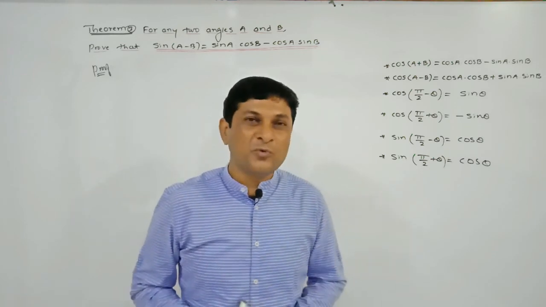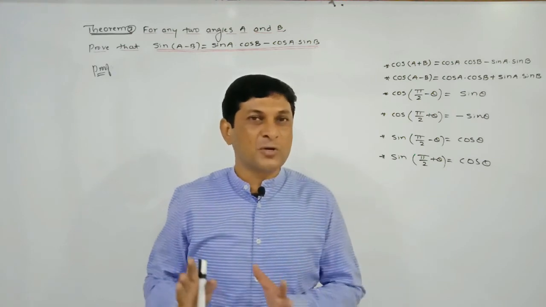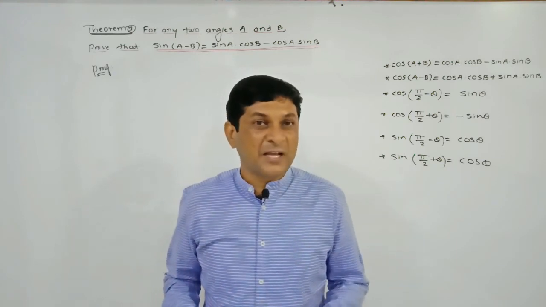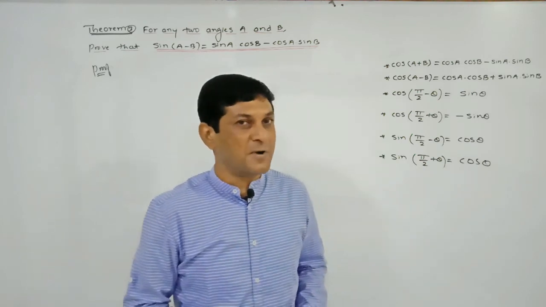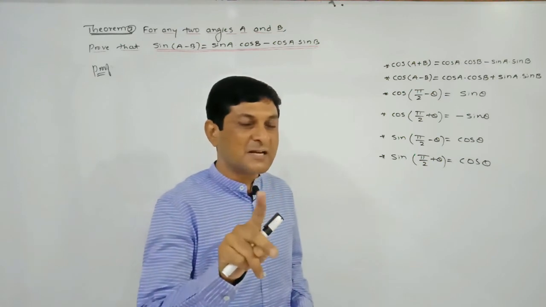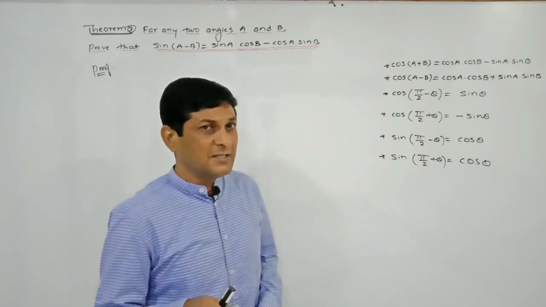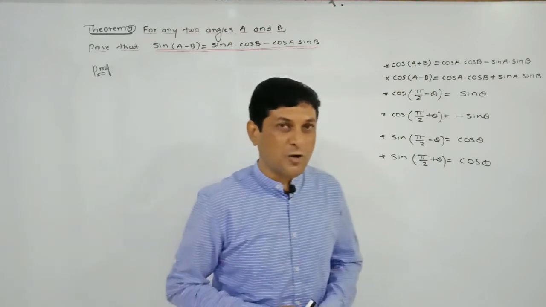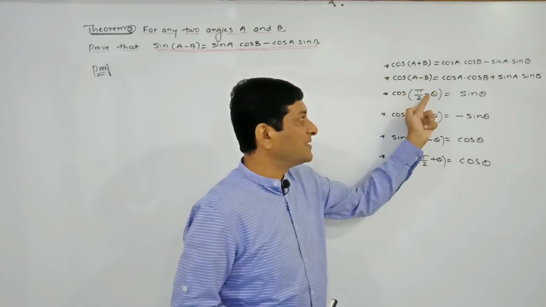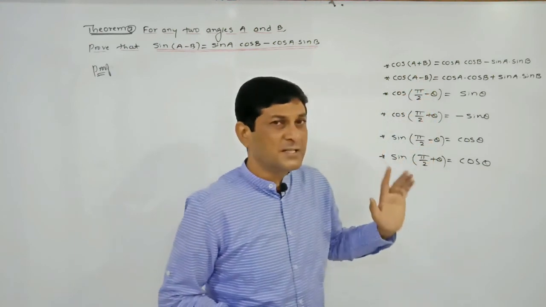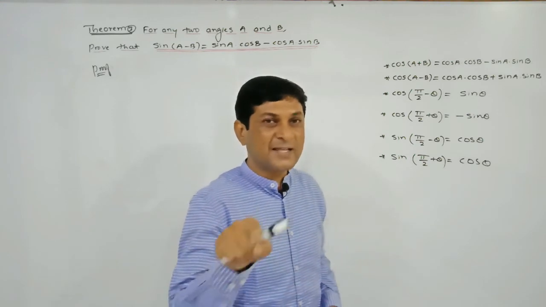In the last video, we have proved some important formulas for trigonometric functions of compound angle. What is the meaning of compound angle? If A and B are two angles, then A plus B and A minus B are called compound angles. Means if two angles are connected by plus or by minus, then they are called compound angles. Here, if you observe, two angles are connected by plus, somewhere by minus, minus, plus, minus, plus, isn't it?